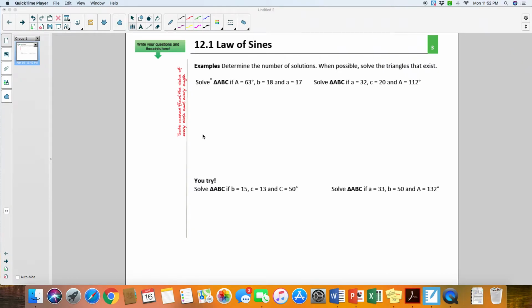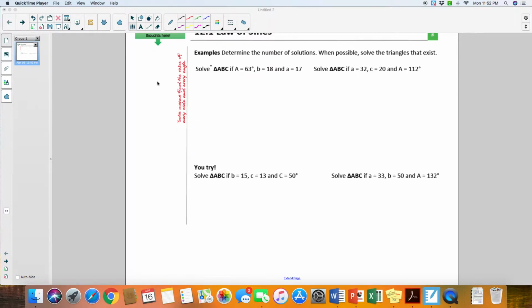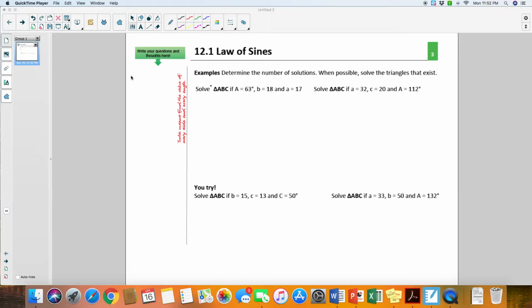Today we're going to be doing solving triangles using the law of sines. So first of all, let's talk about what the formula is. All right, so law of sines is going to be, I'm going to write it up here at the top.